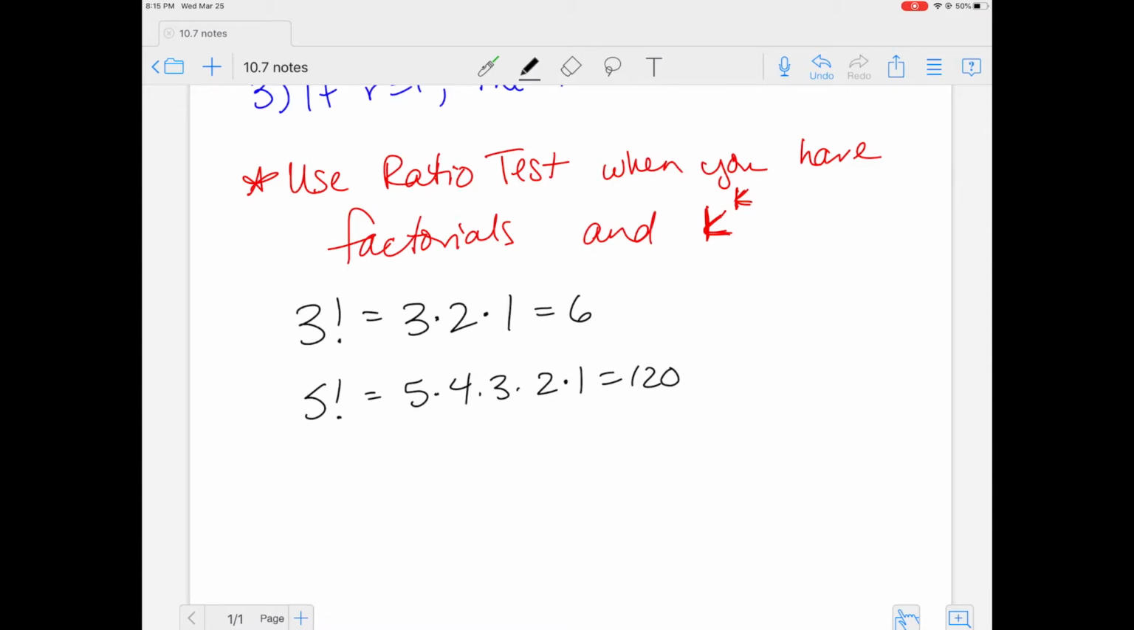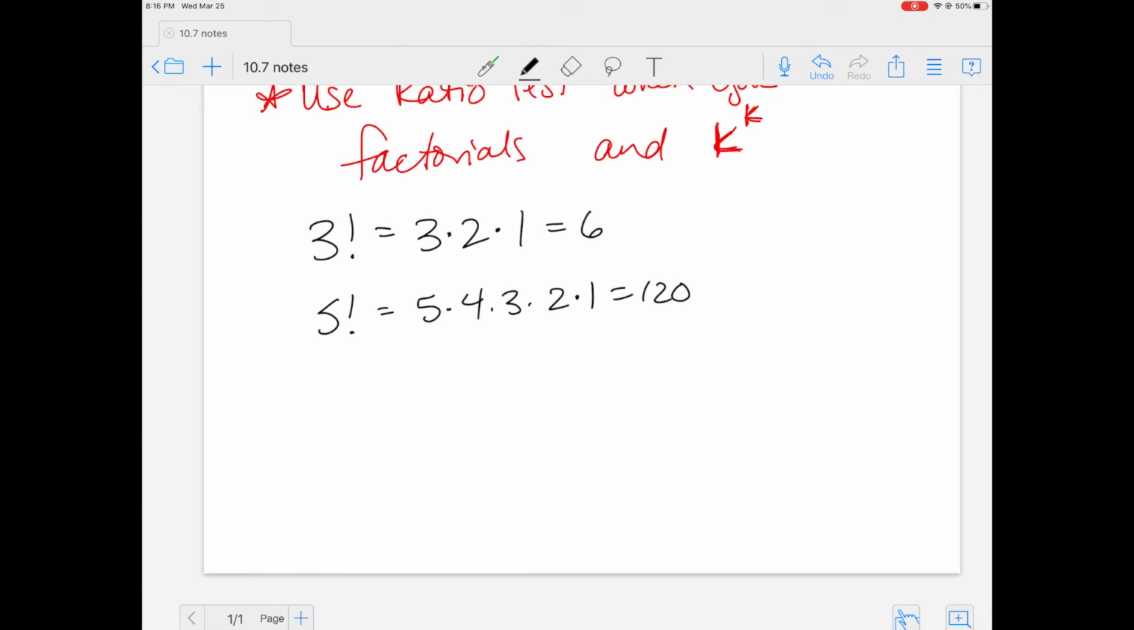So whatever it is, I don't really care, but that would be 5 factorial, which means if I have n factorial, that would be n times n minus 1 times n minus 2, etc., all the way till we get down to 1. Are you seeing what's happening here?